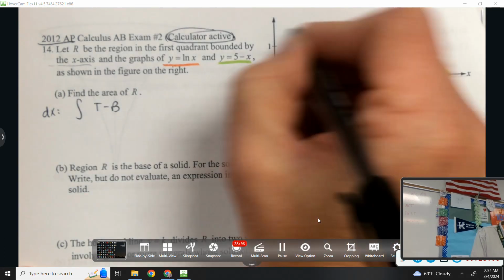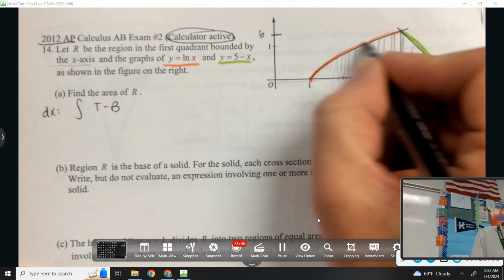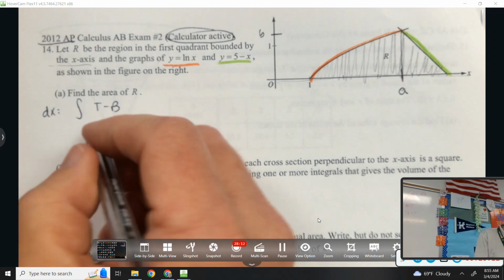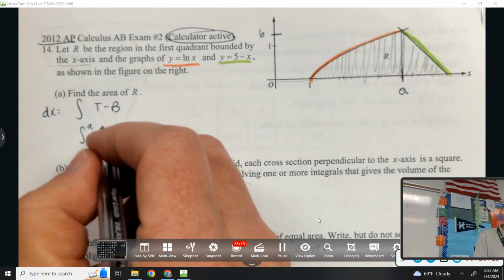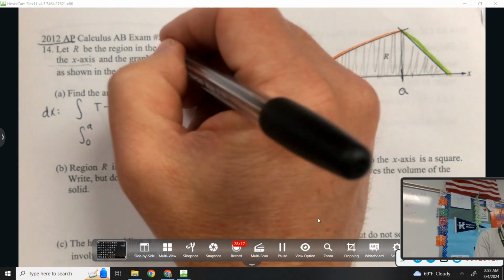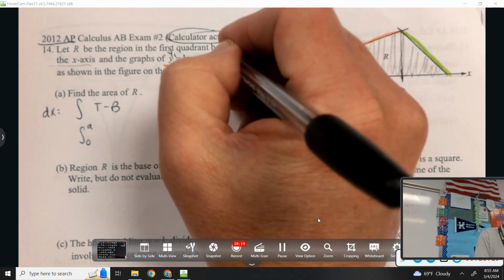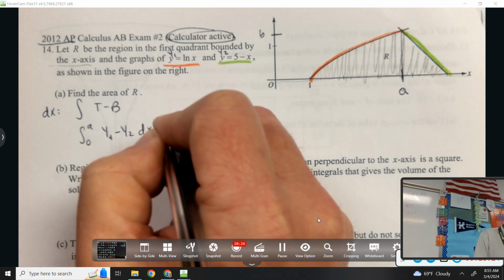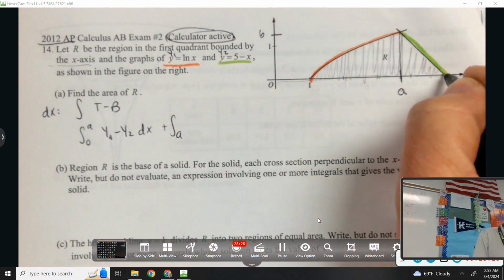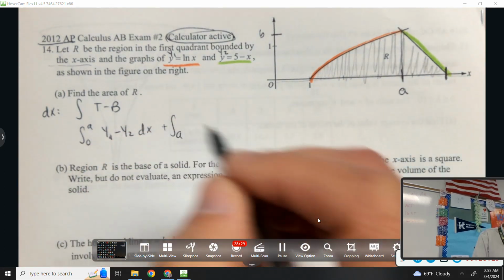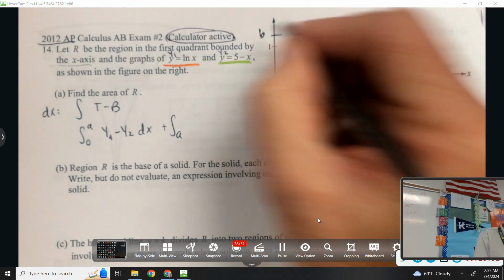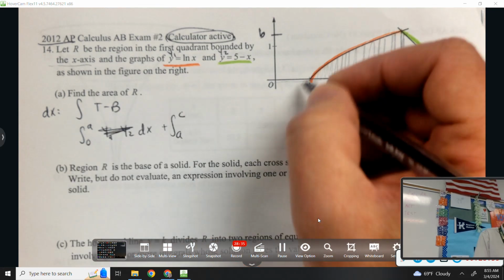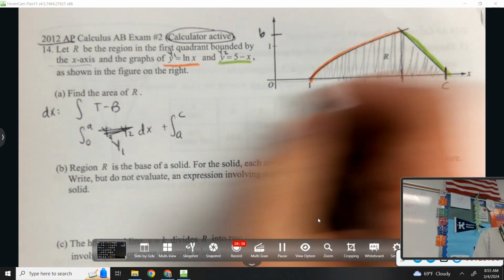I'll call that A and B. I don't know that that's 1. That looks to be a little bit higher than 1. So if I'm doing dx, I've got to go 0 to A of, I'm going to call this one y1 and this one y2. y1 minus y2 dx plus A to whatever that is. I've already used B, so I'll call it C. Wait, not y1 minus y2, just y1. And then A to C of y2.